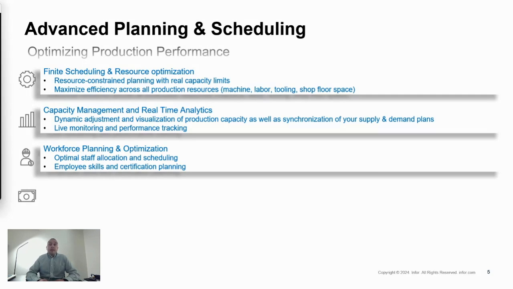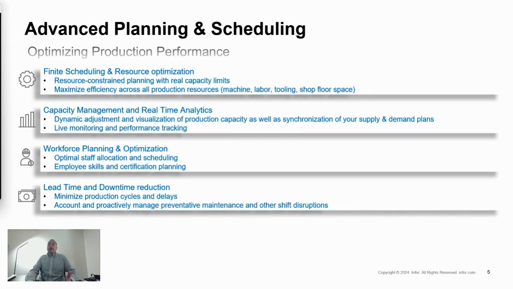Workforce planning and optimization, right? Your labor workforce, optimal staff with their credentials such as skills and certifications can be carried within the APS scheduling and planning engine. So it can consider what workers can work on what, as well as what machinery specific items or components have to go through. And then last but not least is the reduction of lead times as much as possible and also capturing accurate lead times. And then overall trying to incorporate downtime reduction wherever possible.